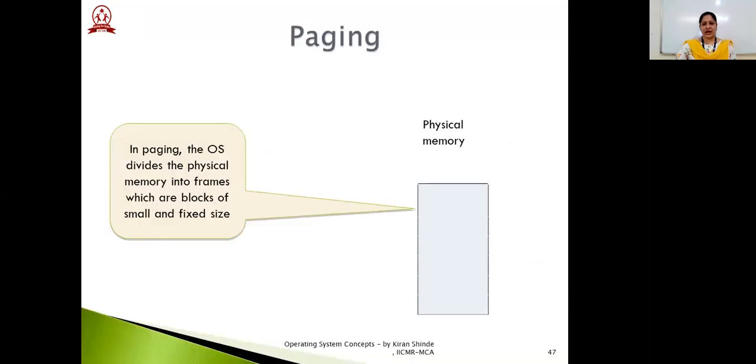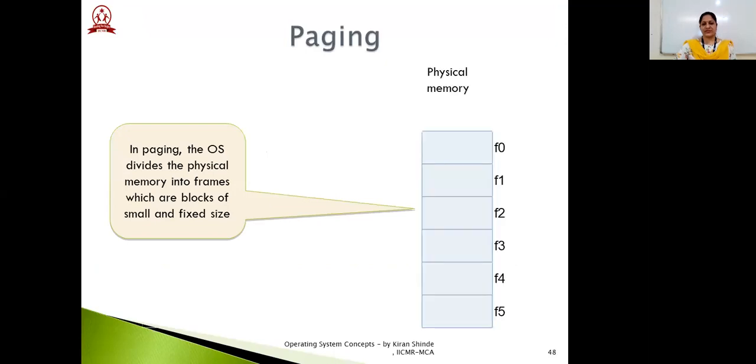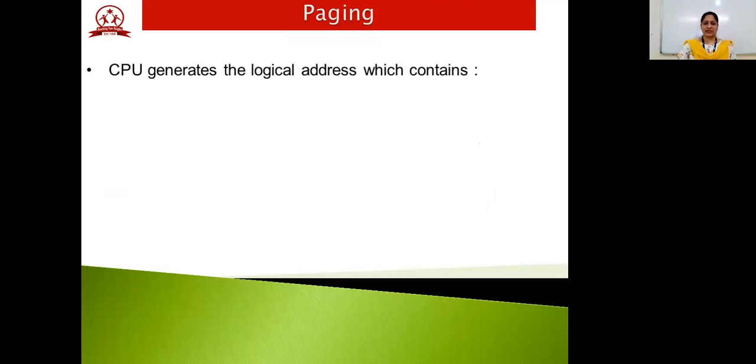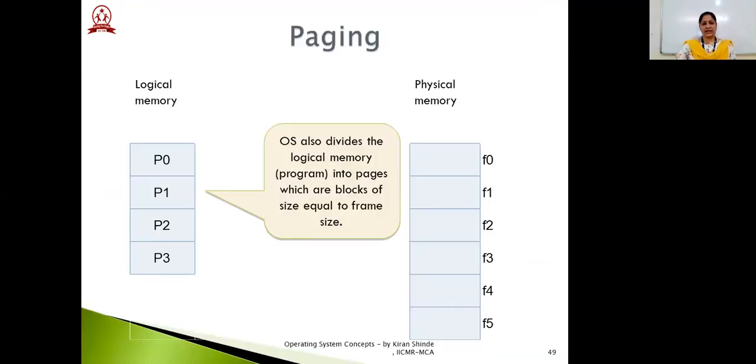Let us try to understand how this division can be viewed. If you see here, this is the physical memory, which is divided into 5 different frames. For simplicity, we have named those frames F0, F1, F2, F3, F4 and F5. In the second image, the logical memory is shown, and the logical memory is divided into pages. Again, for simplicity, the pages are named P0, P1, P2 and P3. And very importantly, what you need to observe is that in both the images, the page size is equal to the frame size.